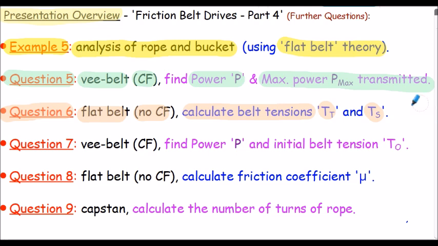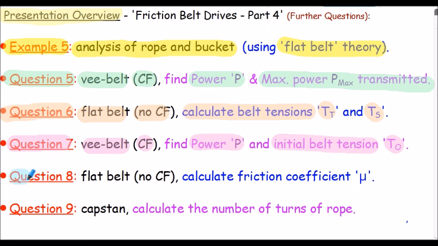The full work solutions for example 5, question 5 and question 6 are included within the presentation. You're left with question 7 to review at your own pace. This relates to a vee-belt, where we consider centrifugal effects, and we have to determine the power that can be transmitted given the parameters in the question and the initial belt tension T0.